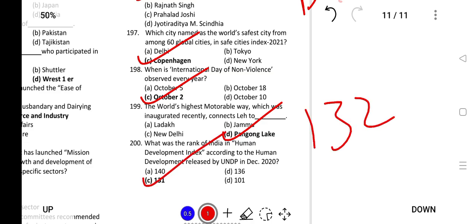Now it is 132. So with this the NPSC prelims 2021 has been completed.